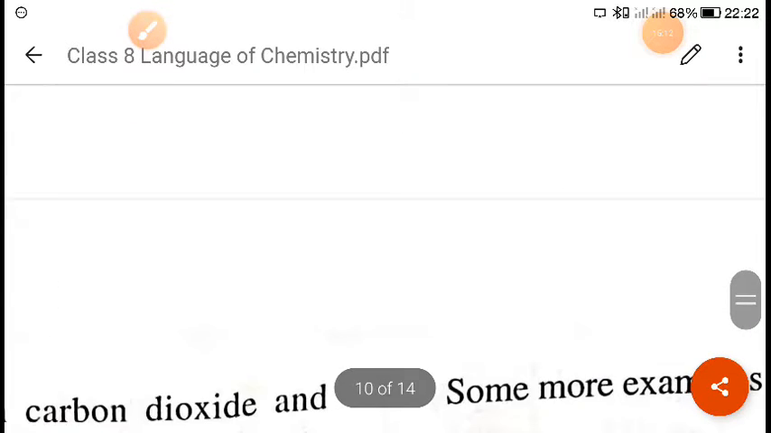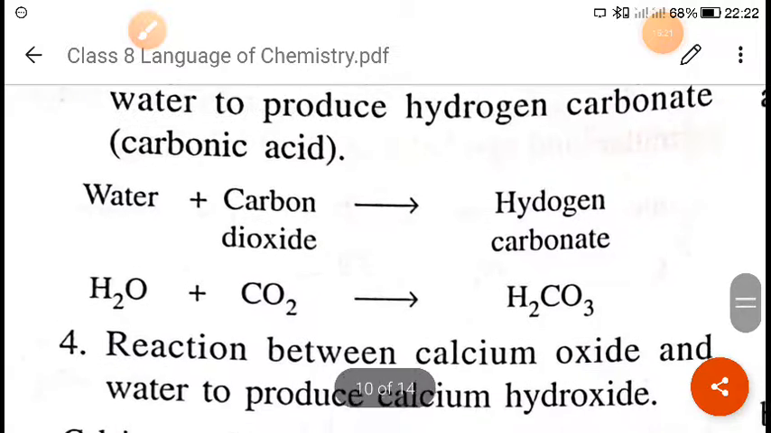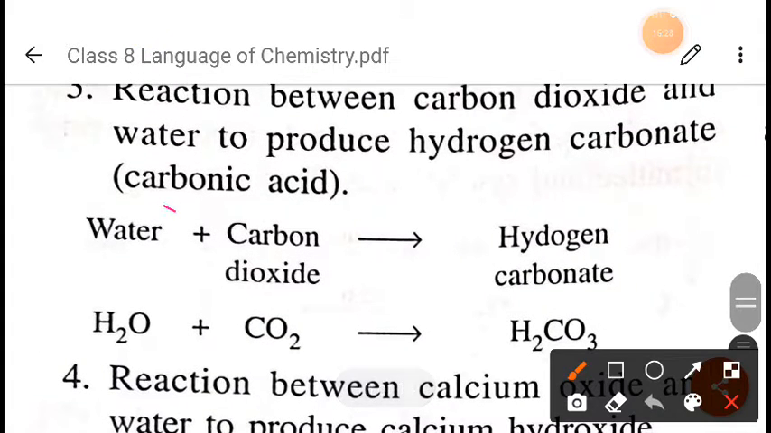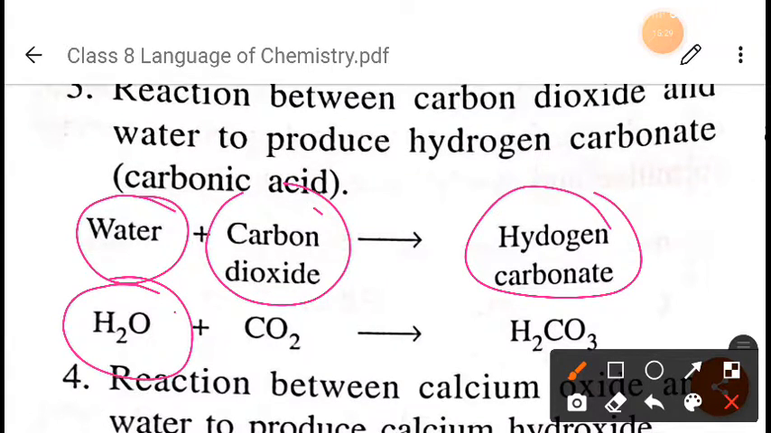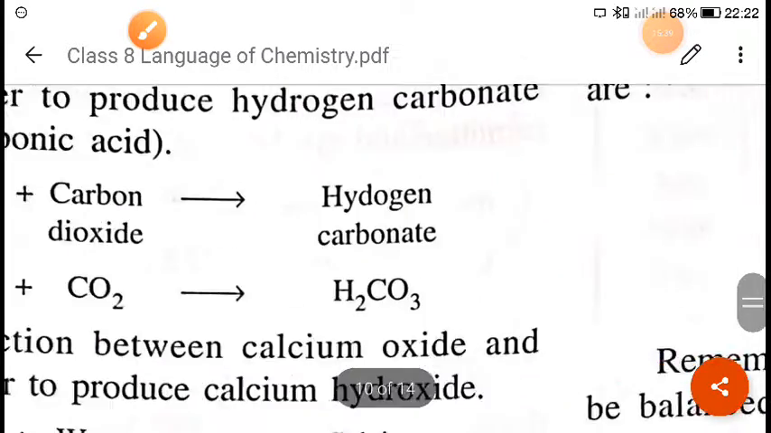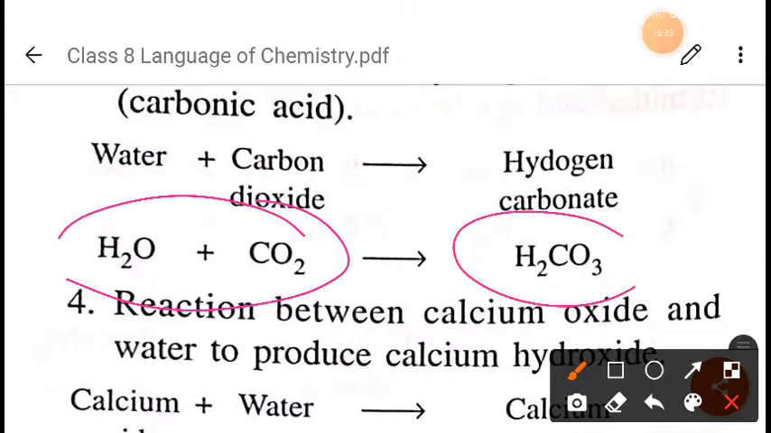One more example. The next example is the reaction between carbon dioxide and water to produce hydrogen carbonate, which is also called carbonic acid. Water reacts with carbon dioxide to form carbonic acid. Water is H2O, carbon dioxide is CO2, and hydrogen carbonate is H2CO3, right? You can see how it is divided. This side is called reactant. This side is called product, right?